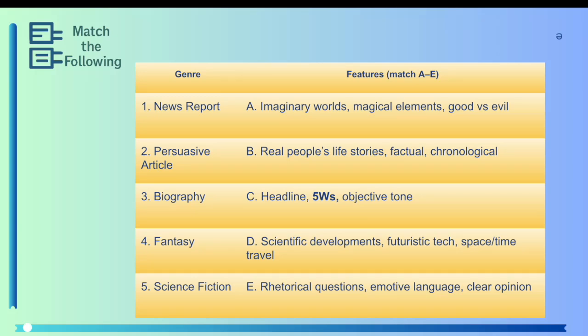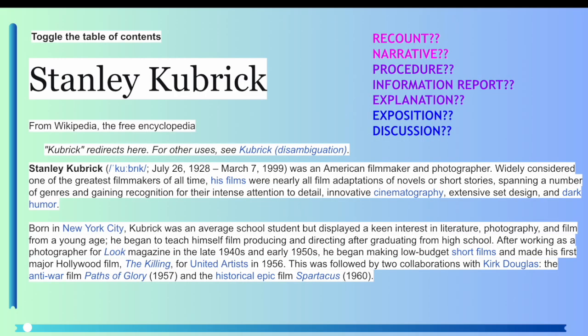Now we're going to look at one example. So this is one I've collected from the internet. This is a Wikipedia article on Stanley Kubrick. And here's the first part of it. So we can think of what text types it might include as well. Text types will tell you more about the language features.